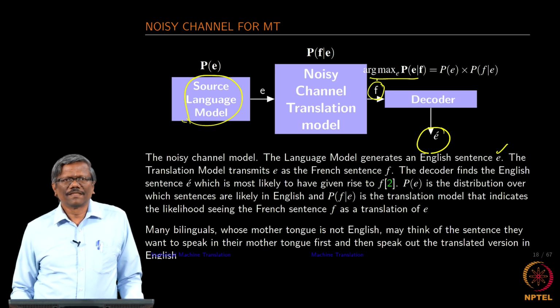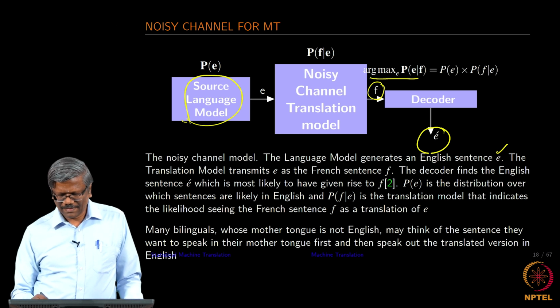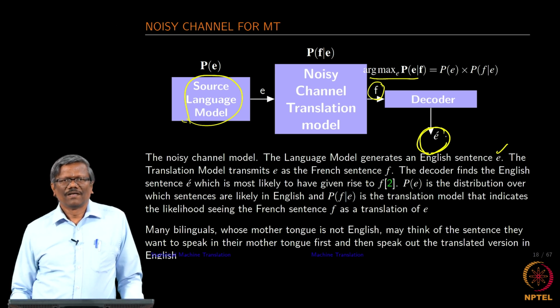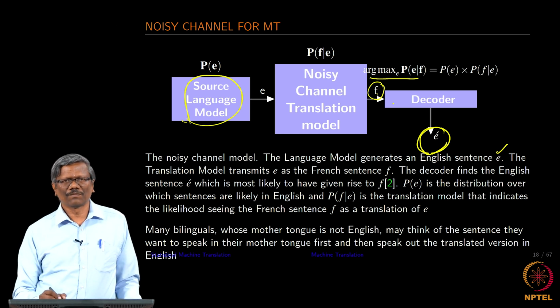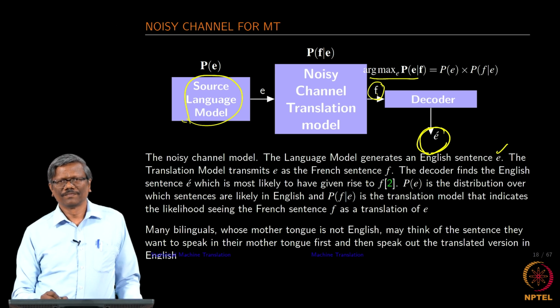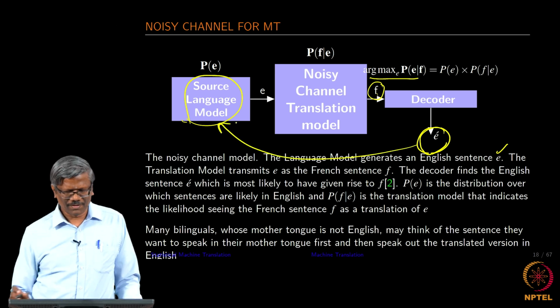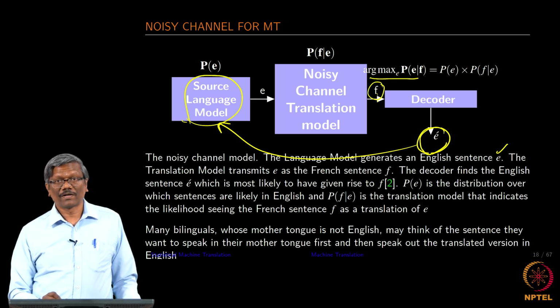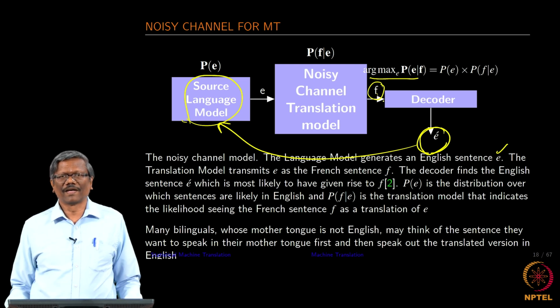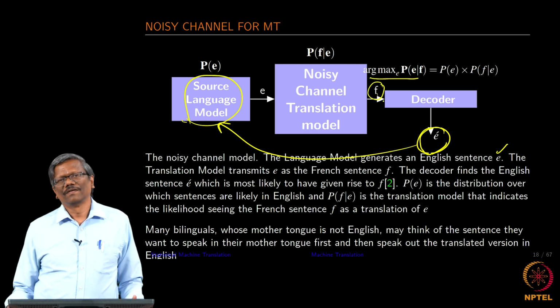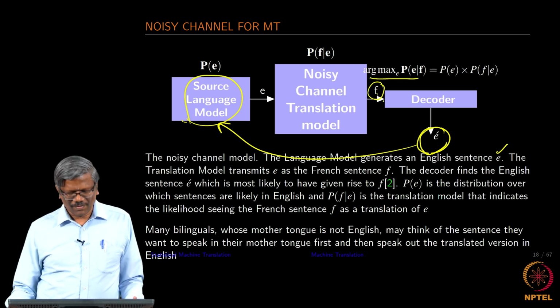The decoder finds the English sentence E dash, which is most likely to have given rise to F. So, we want to find out which one really would have created this. That means we are going back into this. If you are able to accurately estimate what really created F, then we have gotten the right or the best translated version of the source.